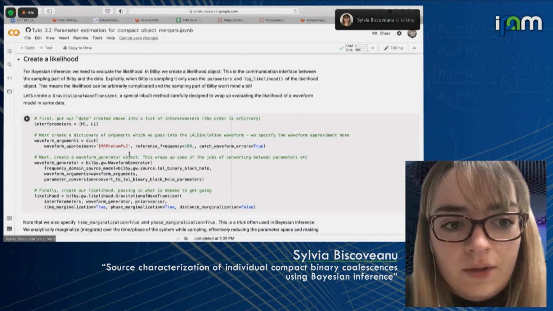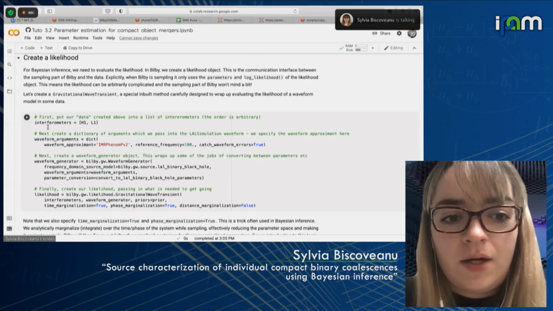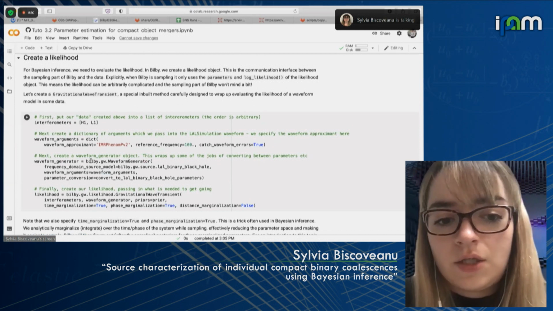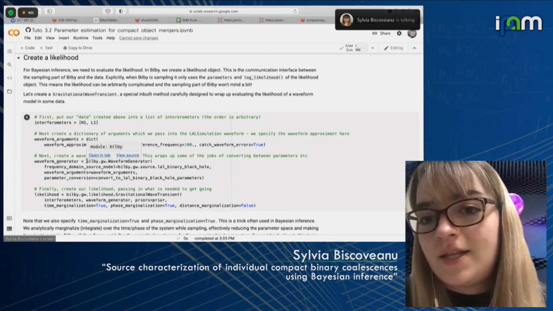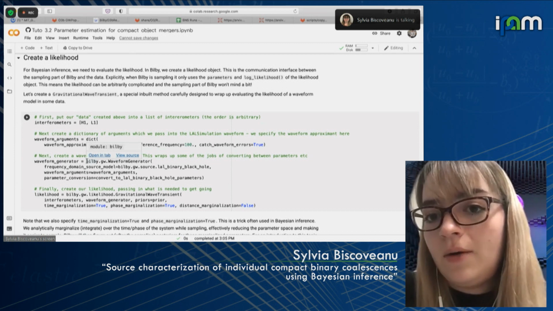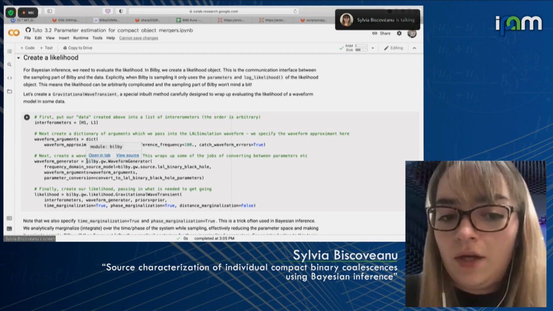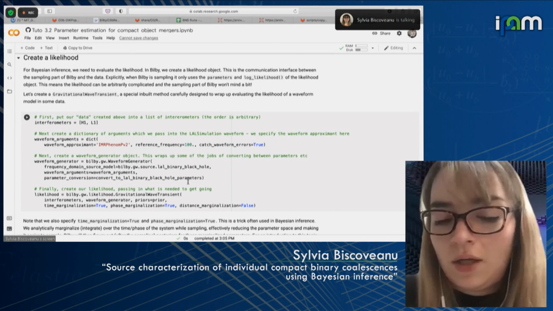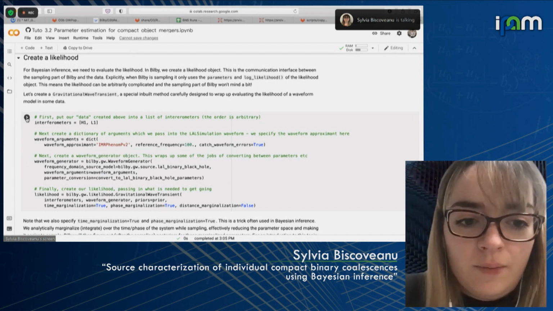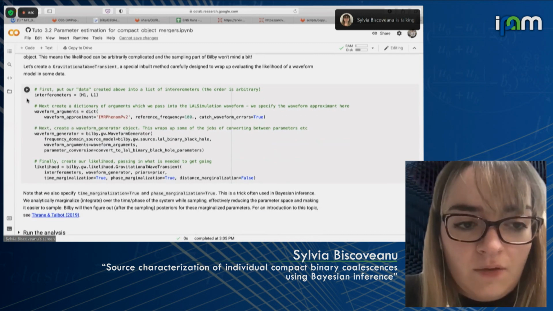So we've initialized the prior, and now we need to create a likelihood. Bilby already has that full Whittle likelihood that we showed previously included in the package, so we don't need to code that up from scratch. But we do need to feed it some information.